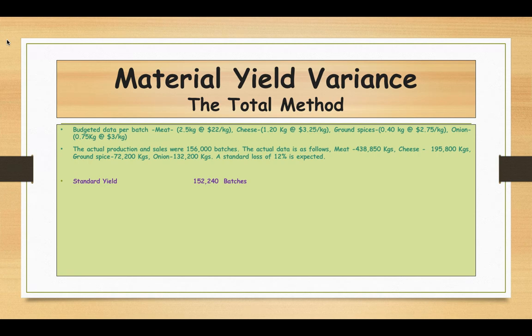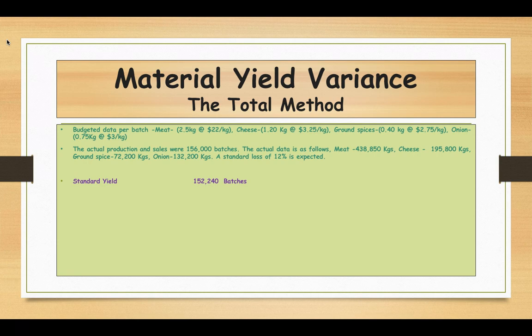So in total, we have actually used 839,050 kilograms worth of ingredients. According to the standard, each 4.85 kilograms, you should be getting one batch. So 839,050 divided by 4.85. But we got to remember there is a 12% loss. So out of this, we will get only 88% because 12% will go as waste.